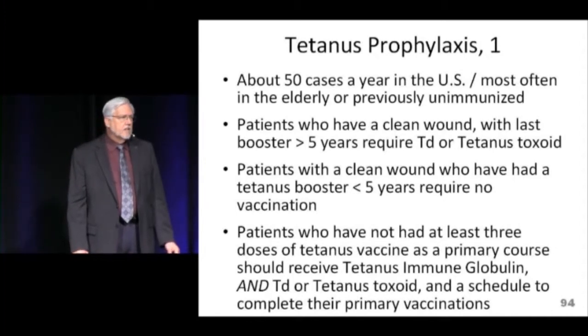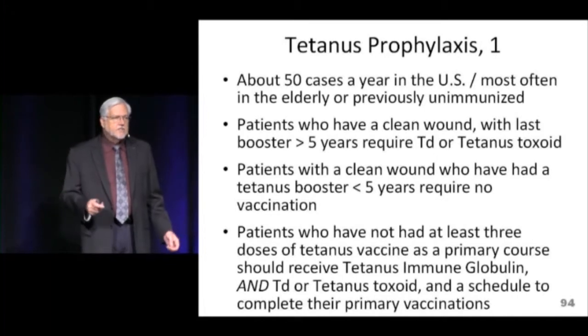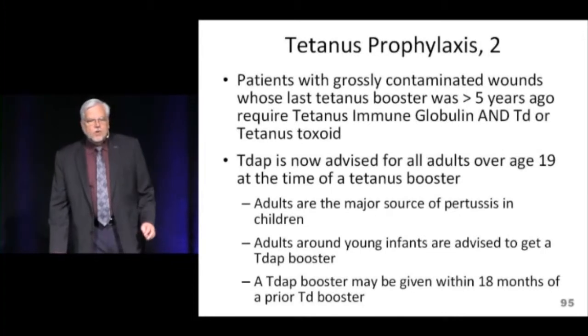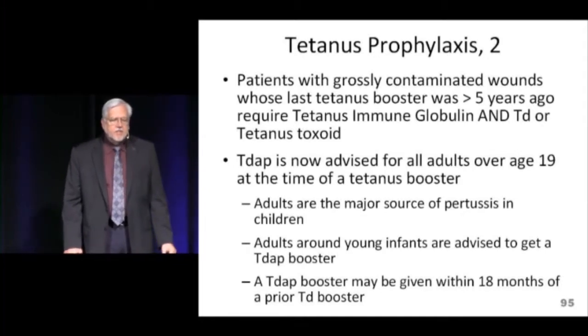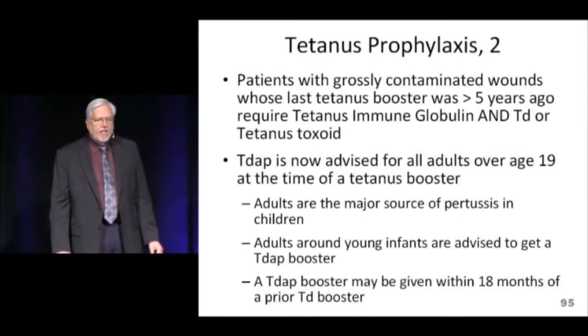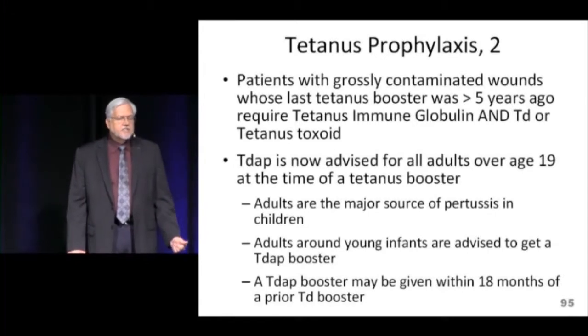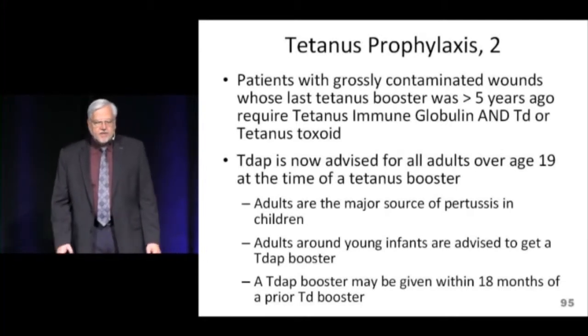There's a lot of information out there, and that tends to change every year in terms of when to give the tetanus and when not to. Obviously, patients with grossly contaminated wounds, if their tetanus booster was greater than 5 years ago, may require the tetanus immune globulin and the Td or the tetanus toxoid. The Tdap is now advised for everyone over age 19 at the time of a tetanus booster, just because the incidence of pertussis is going up, and it's a very important thing to do. If you haven't had that, you may want to consider it.